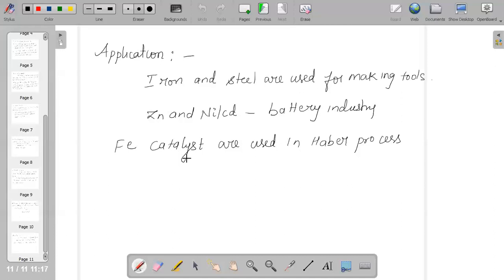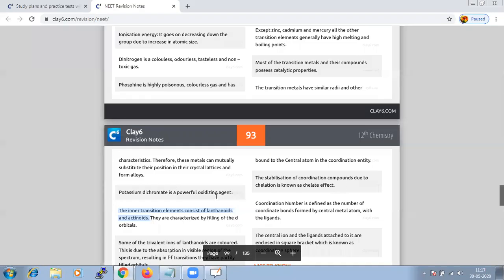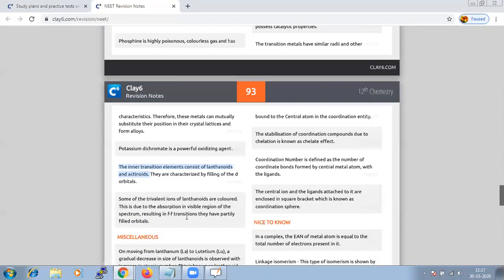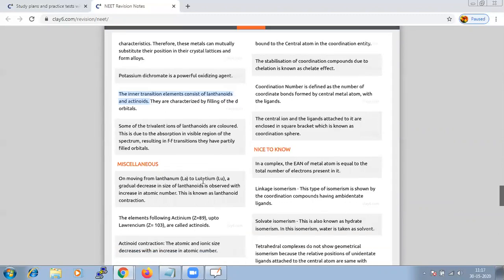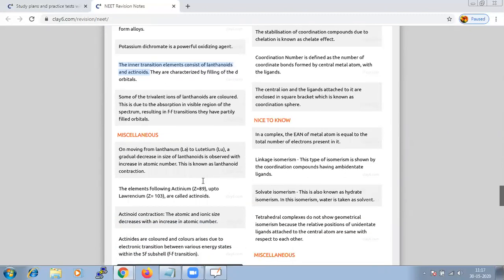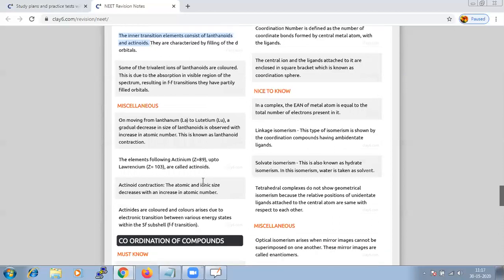And the important concepts, some of the points: some trivalent ions of the lanthanoids are colored because of absorption in the visible region of the spectrum, resulting in f-f transition, and they have partially filled f orbitals. When you move from lanthanum to lutetium, a gradual decrease in the size of the lanthanoids is observed, and that is what you call the lanthanoid contraction.